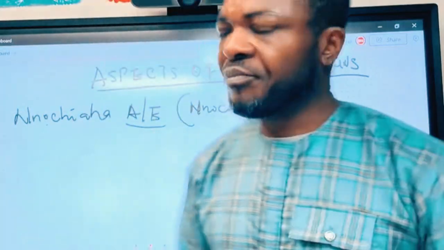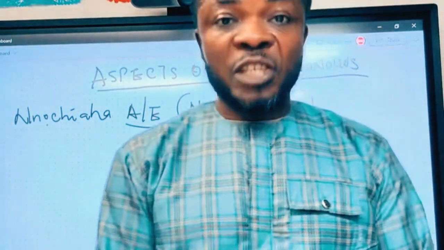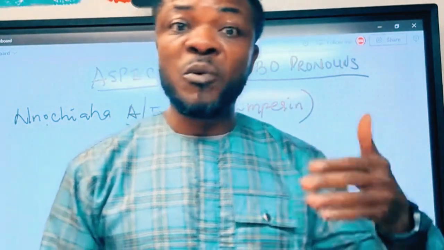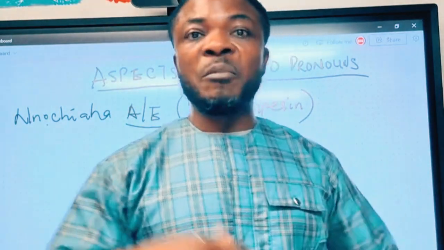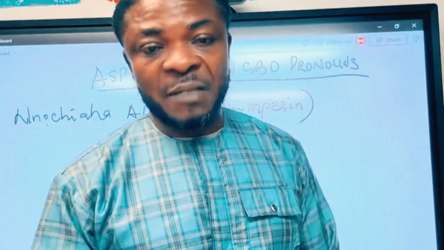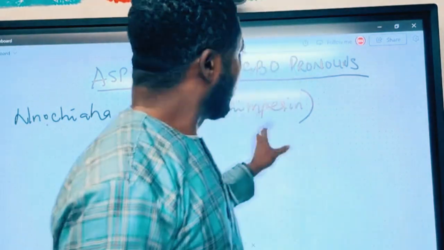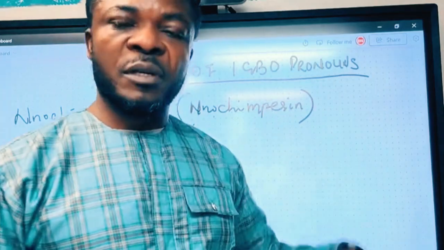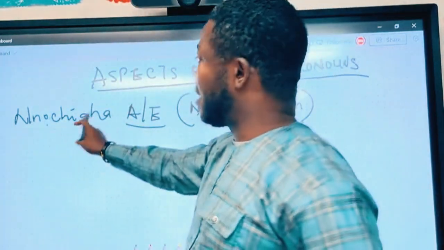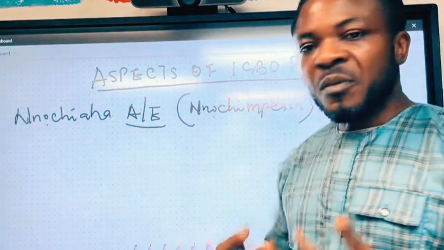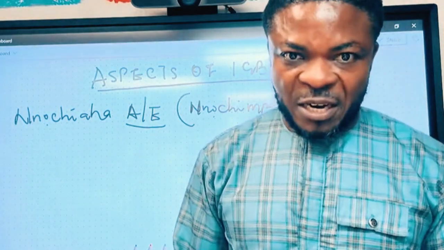So, Nnọchiaha in asụsụ Igbo plays the role of replacing the name of the person that we have already mentioned, the name of the thing, the name of the place we have already mentioned. And in Igbo, one of the ways it appears is as a or a. Now, we also have other Nnọchiaha.